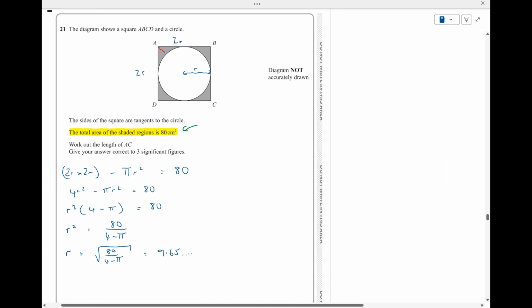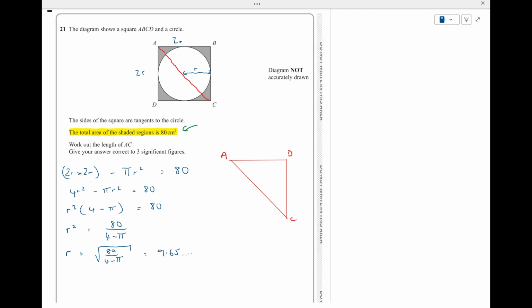So I'm being asked to work out the length of AC. Now that's the length from A down to C. So what I'm looking at here is this right angle triangle. And I've got a hypotenuse, which is AC, and I've got AB and BC. Well, both of those lengths, AB and BC, are both 2r, aren't they? So I've times my r by 2. Both of those lengths are 19.3, and so on.